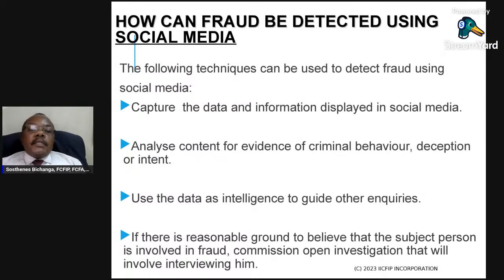How can fraud be detected using social media? The following techniques can be used to detect fraud using social media. Capture the data and information displayed in social media. Analyze content for evidence of criminal behavior and deception or intent. Use the data as intelligence to guide other inquiries. If there is reasonable ground to believe that the subject person is involved in fraud, commission an open investigation that will involve interviewing the person.